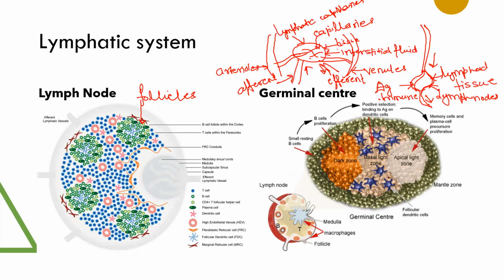So what is germinal center? Germinal center is present in the lymph node, which has follicles where B cells are actively proliferating, surrounded by regions where T cells are present, as well as antigen presenting cells. Okay. So this is about the structure of our lymph nodes. Now let's move ahead.